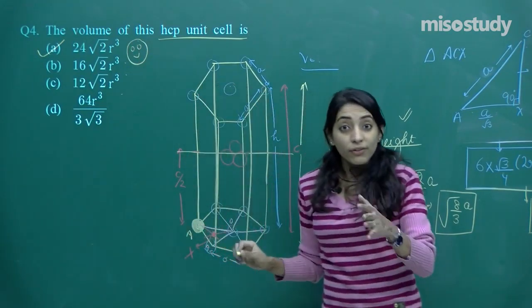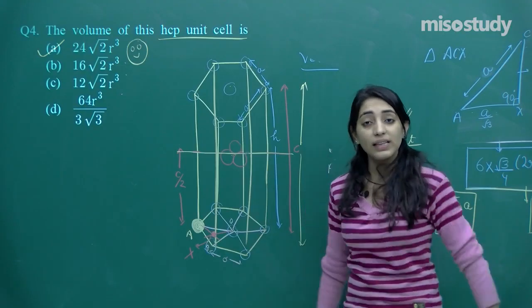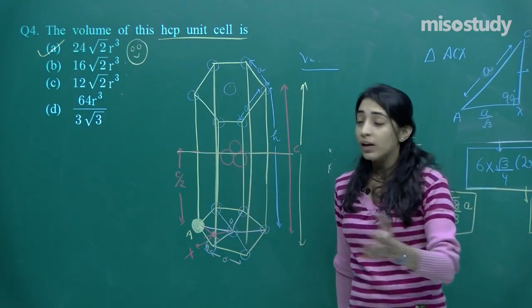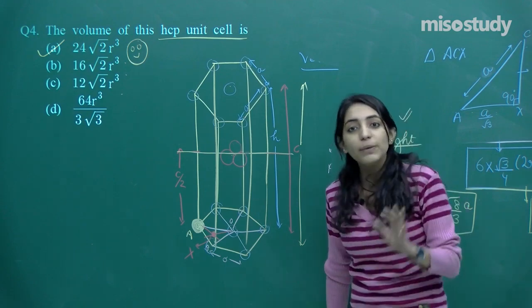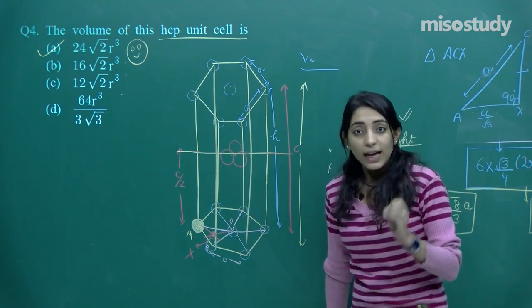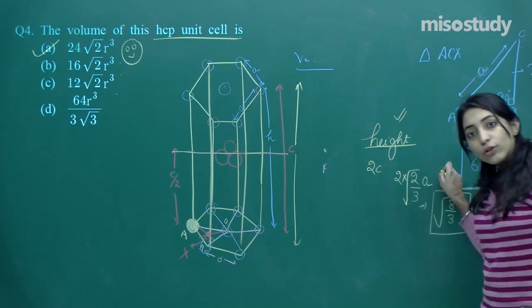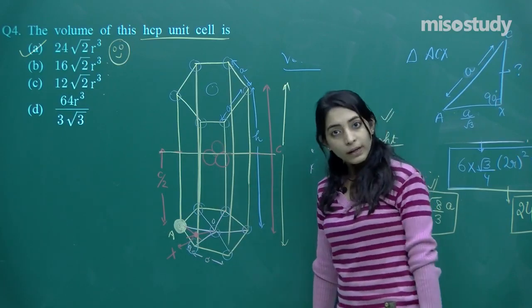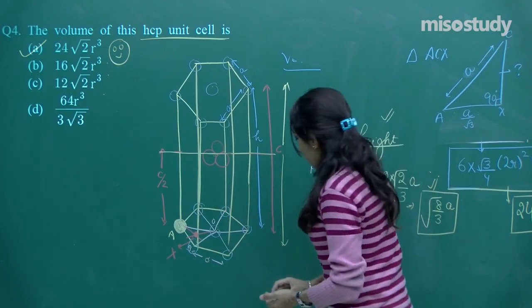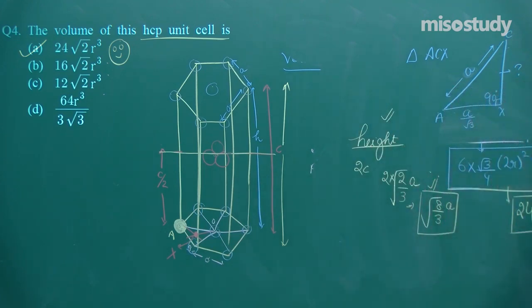Now don't be afraid of these kinds of questions. Don't think that because this was such a lengthy question, it will not be asked in the exam. This is a past year JEE Advanced question. It has already been asked in your exam. That means you should directly know the value of height. Once you know the value of height, it is easy to calculate the volume also. Please note it down so that we can continue to the next question as well.